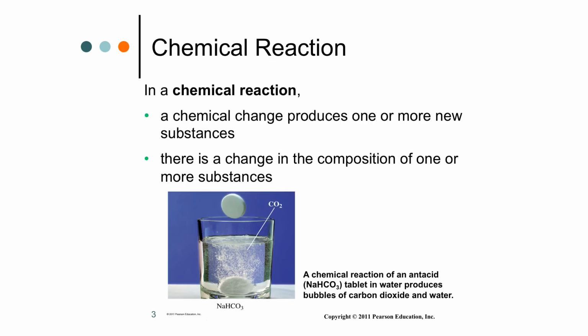So in a chemical reaction, the chemical change produces one or more new substances. So the properties of your reactants and the properties of your products are different. You may have a color change, you may have a temperature change, you may have a gas production, you may have differences in viscosity or differences in boiling point or differences in a number of things as one thing becomes something else.